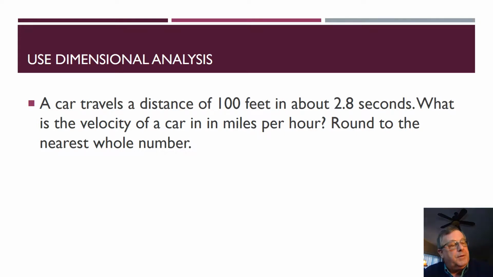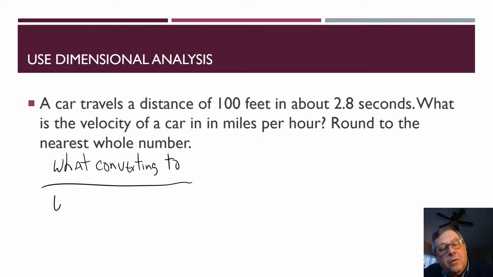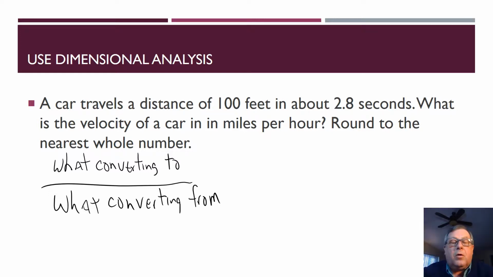First thing we want to do, let me do it like this. When we set up our conversion ratio, it is going to be based on what unit of measurement we're converting to over what we're converting from. And that's the basic format. In this particular problem that we're going to work in a moment, we'll see a little bit of a variation on that, but I'll cover that when we get there.